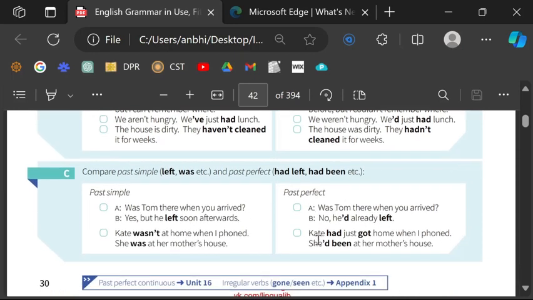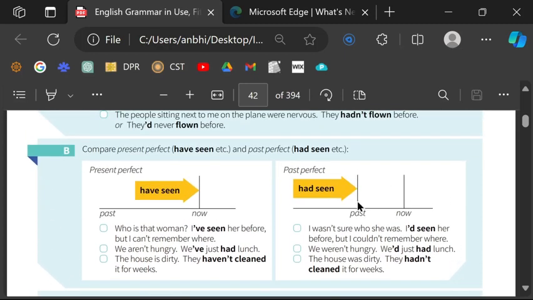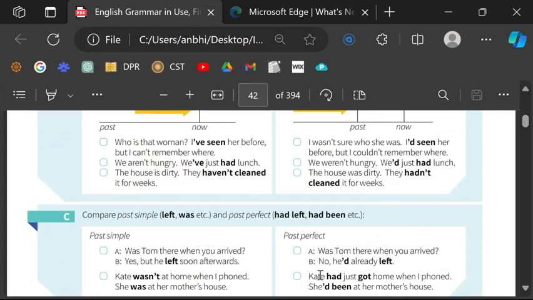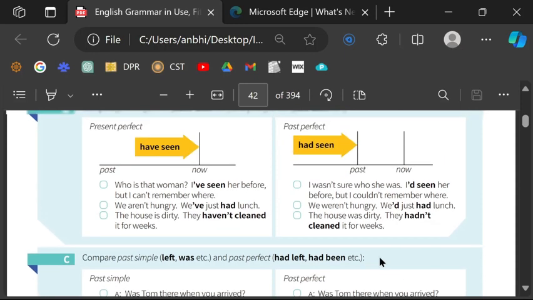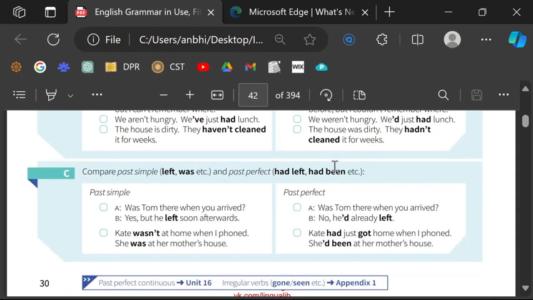Now, Kate had just got home when I phoned. Look at this. When I phoned is the past. Kate had just got home. So she had just got home a little bit before that. Before I called. Before I phoned. So it happened here before, you see?